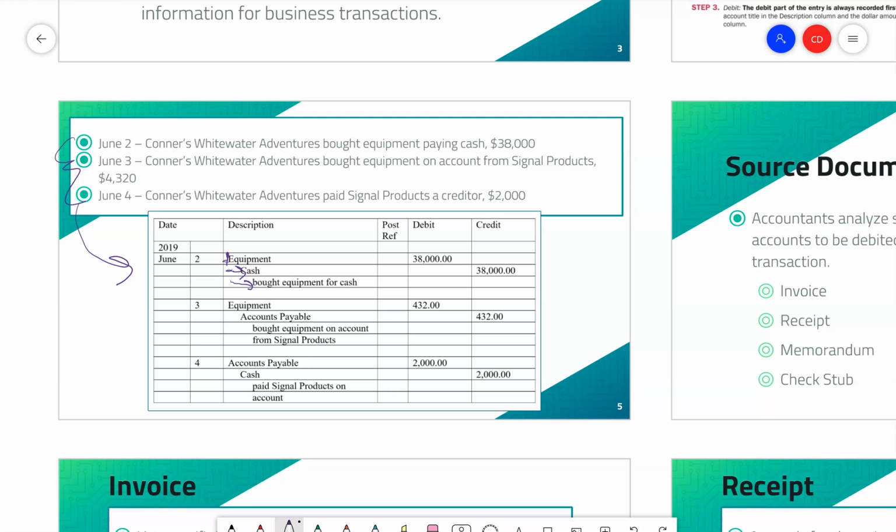Okay, now students always ask me about the descriptions. Is there a right or wrong? There's really not. There's no specific things that need to go in a description. It just needs to say what was happening.